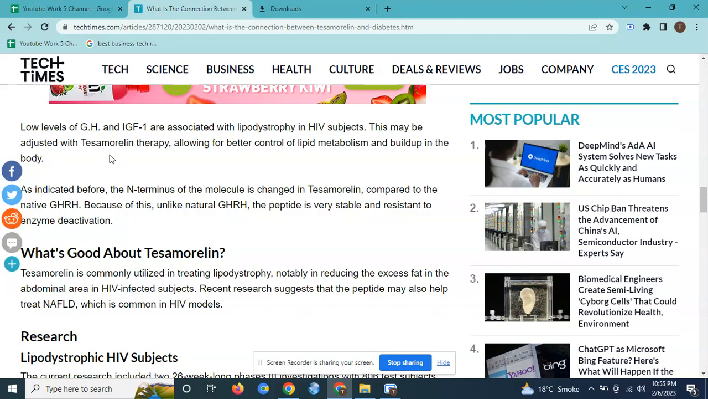As indicated before, the N-terminus of the molecule is changed in tesamorelin compared to the native GHRH. Because of this, unlike natural GHRH, the peptide is very stable and resistant to enzyme deactivation.